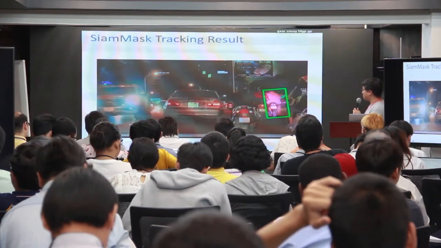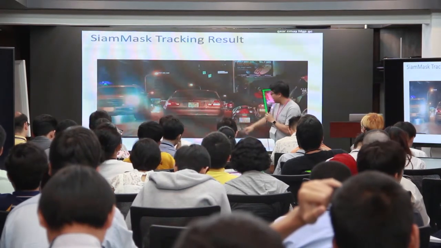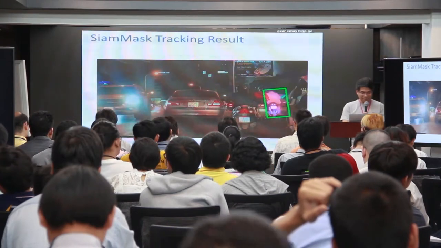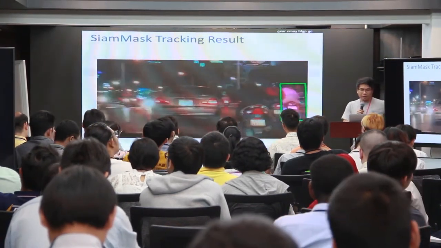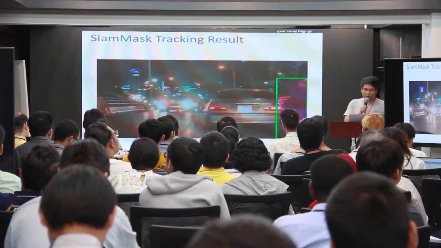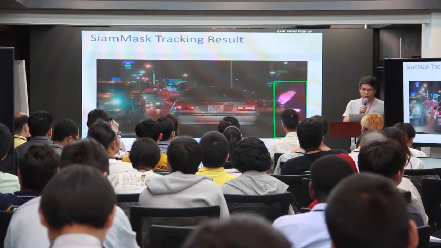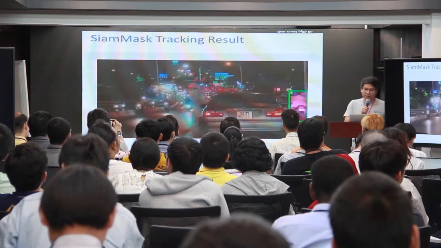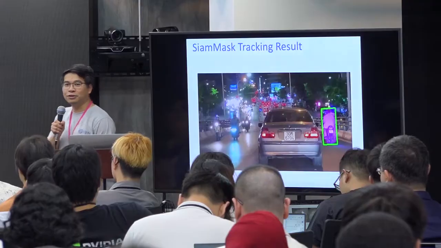Here's the chaotic scene of Hanoi. Tracking this car would be easy, so I'd like to see if it can track this person here. One problem of tracking is when the person is occluded and not seen, then it loses track, right? So in this case, it still tries to maintain it. At the end, it actually gets back to that person. So somehow it's pretty good.